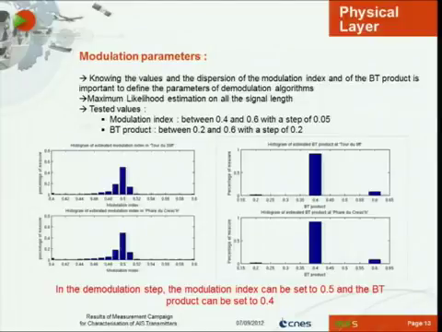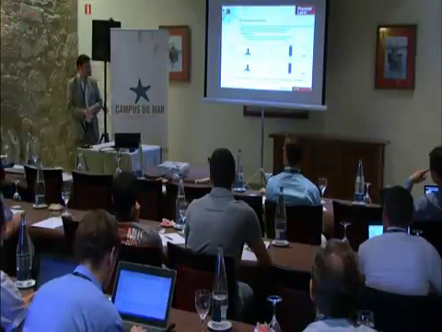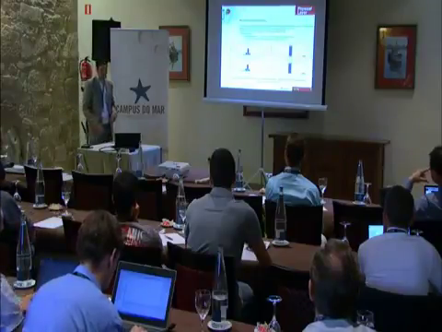Here are given histograms of estimated modulation index for both measurement sites and histograms of estimated BT product for both measurement sites. About 80% of the estimated modulation index are between 0.49 and 0.51. And about 90% of the estimated BT product are equal to 0.4. So in the demodulation step, the modulation index can be set to 0.5 and the BT product can be set to 0.4.